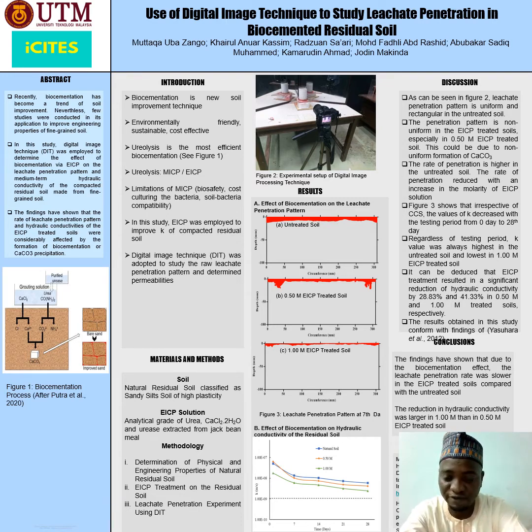Conclusion: the finding has shown that due to the EICP treatment effect, the leachate penetration rate was slower with the increase in concentration of EICP solution compared with the untreated soil, and the reduction in hydraulic conductivity was higher in 1.0 molar than in 0.5 molar.